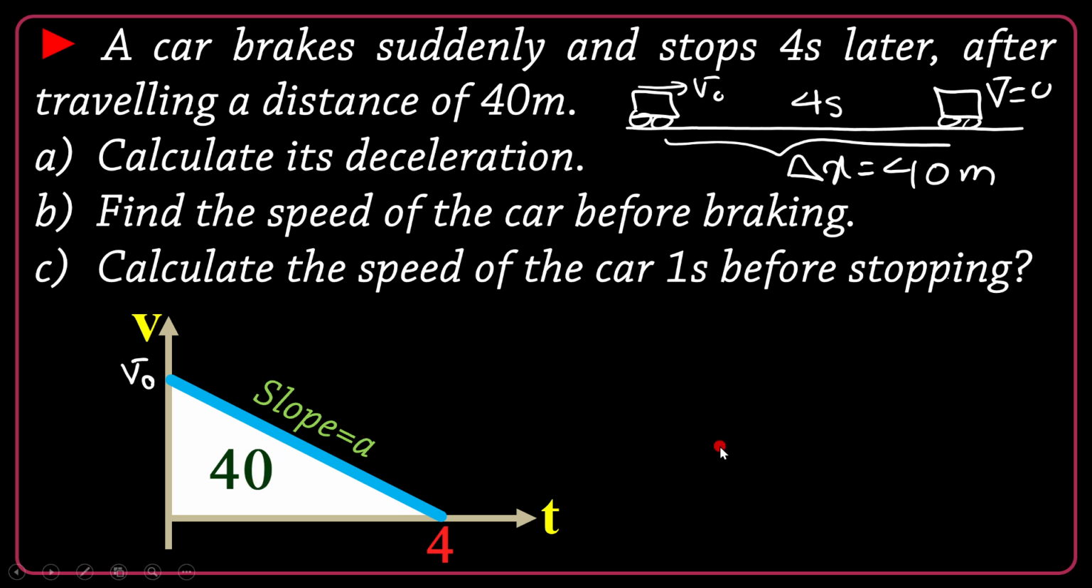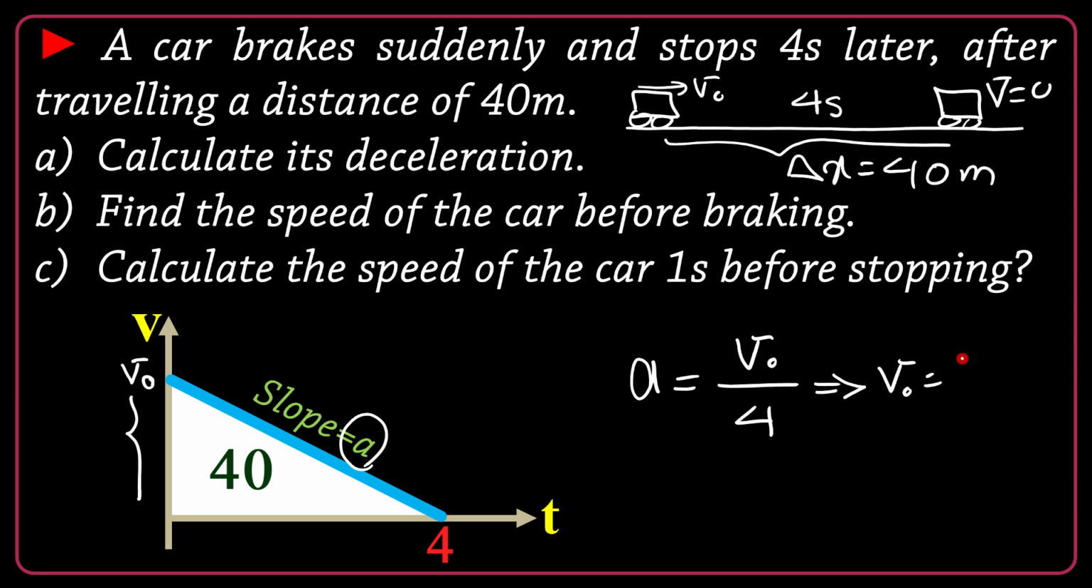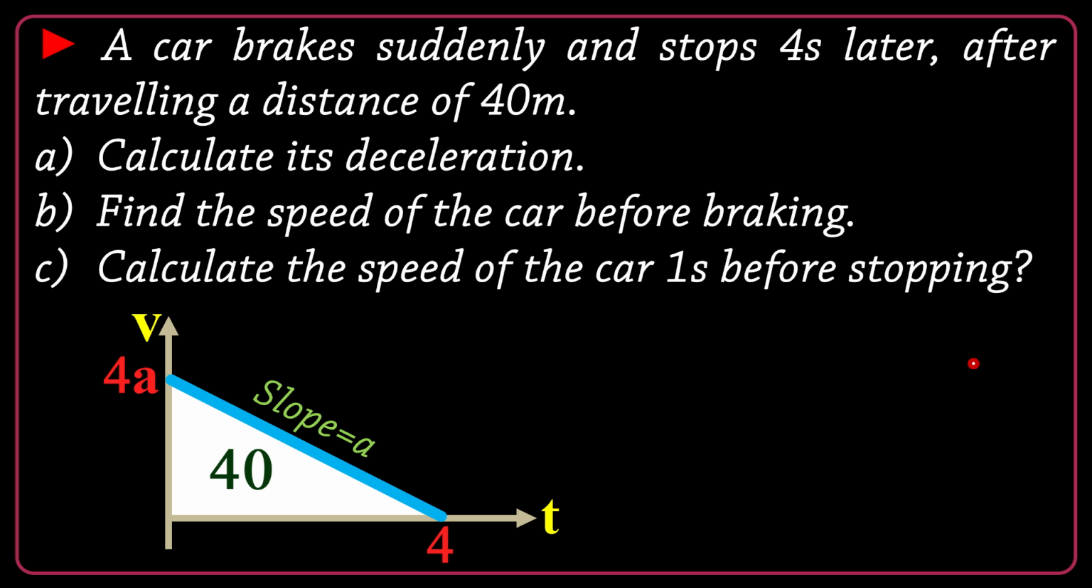Here it is very easy. I can find v naught by substituting the value of acceleration. Why? Because acceleration is the slope. So it's v naught, rise over run, over 4. So instead of v naught, we can write 4a. So here I can write 4a.